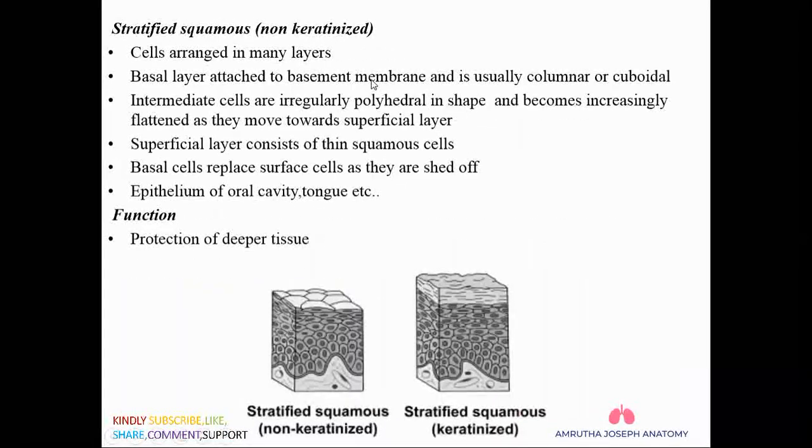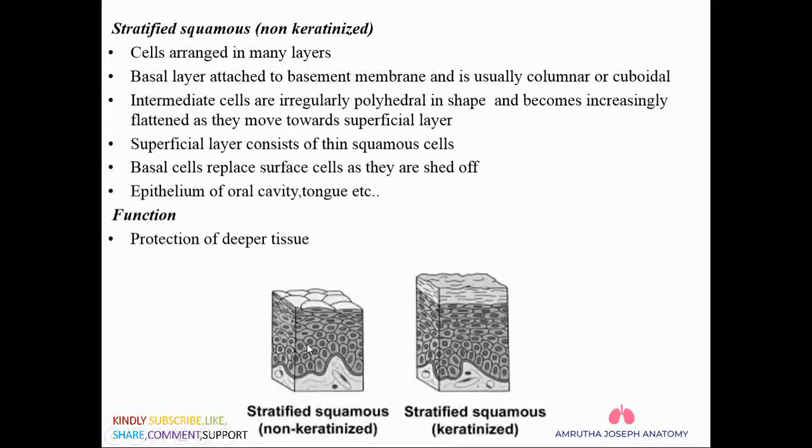The next one is stratified squamous. So here we are going to see stratified squamous. I said already that stratified means we have more than one layer, and it is squamous because the top layer cells are squamous in shape. That is why it is stratified squamous. Now, as we said, there are different layers. The basal layer rests on the basement membrane, and they are usually columnar or cuboidal. So here it is columnar in shape.